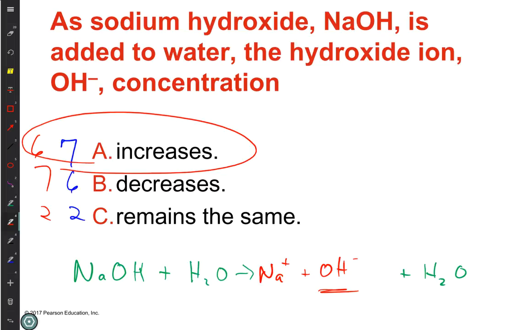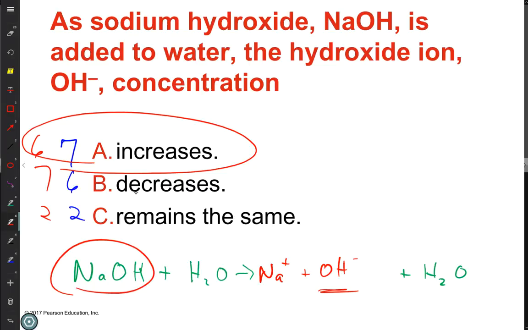Okay, so if the OH goes up, do we have a base or an acid? It's going to be a base. Because remember, if the H3O goes up, it's an acid. If the OH goes up, it's a base. And so this here is a strong base because it caused the OH to go up.